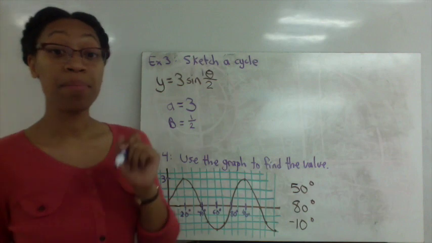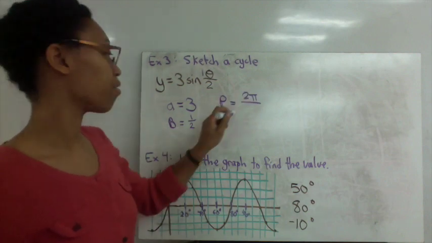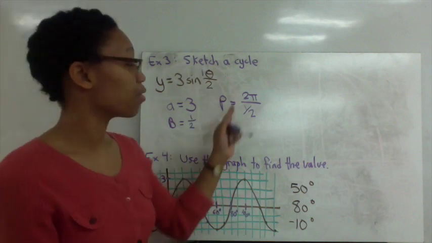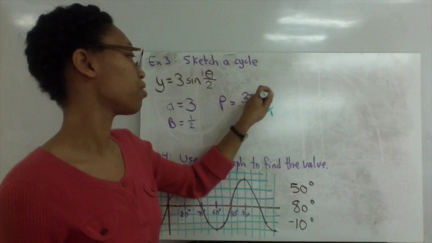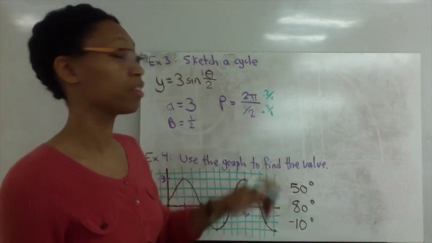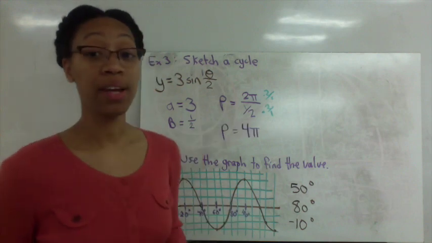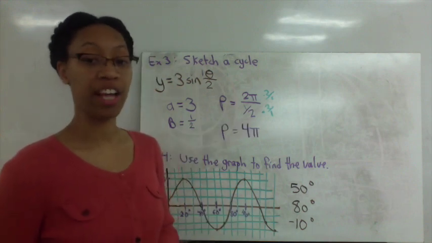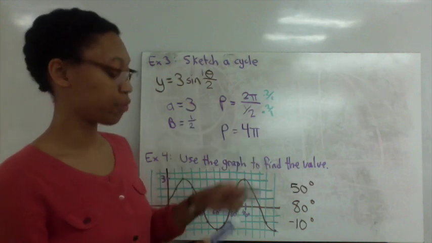Okay? My period equals 2 pi over b, and b is 1/2. All right, let's simplify our fractions here by multiplying by the reciprocal, times 2 over 1. We're going to get that the period equals 4 pi. Okay, so now we are ready to sketch our graph. We know our amplitude is 3, and we know our period is 4 pi.